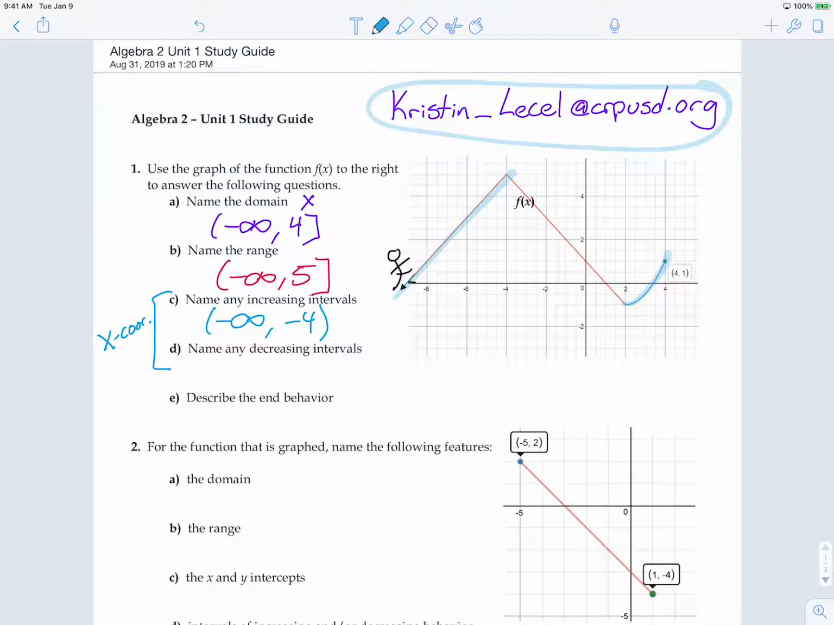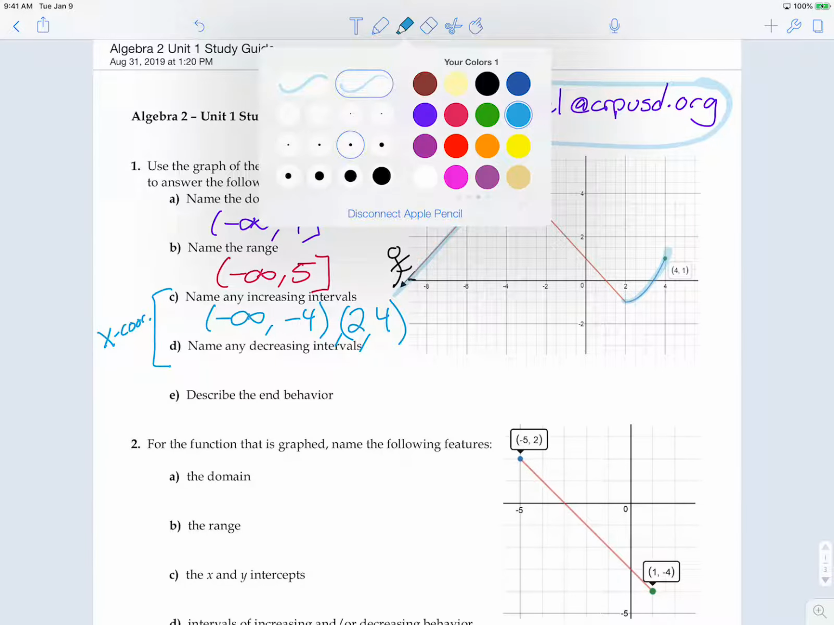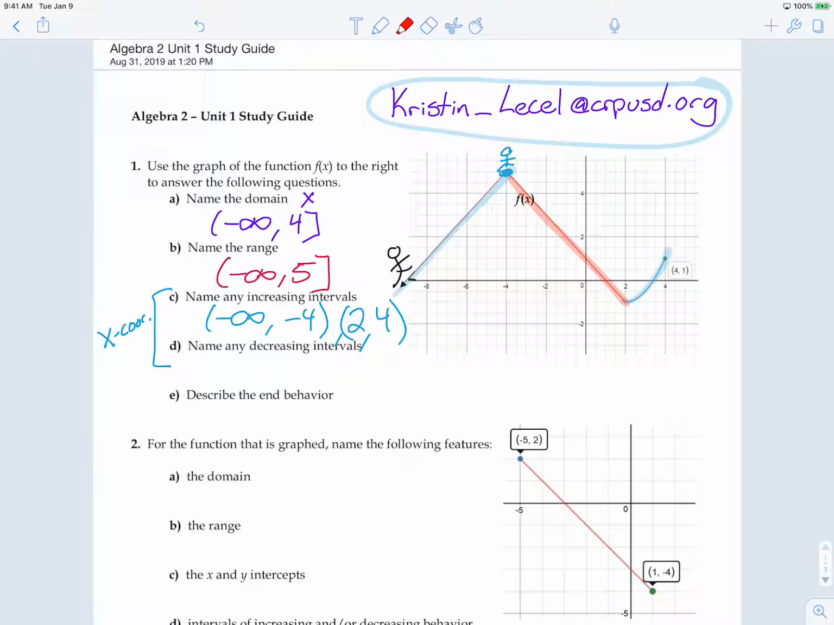These intervals for increasing or decreasing are always parentheses because at this very top part, if I was standing up here, I am neither going uphill nor downhill at that exact moment. So it's parentheses. I'm also going to be going uphill between 2 and 4. And again, that's parentheses because you don't count the part where it turns from uphill to downhill. The decreasing is this middle part right here. So when we are going in this part, we are decreasing from negative 4 to 2.